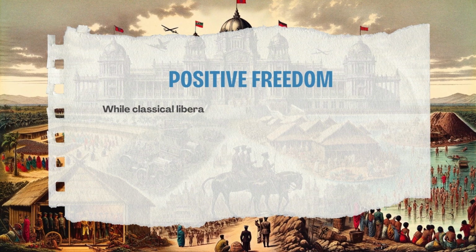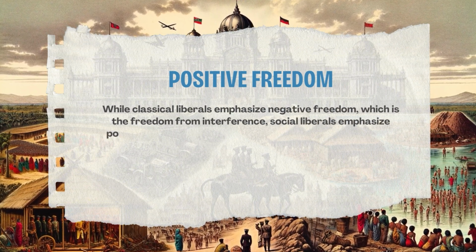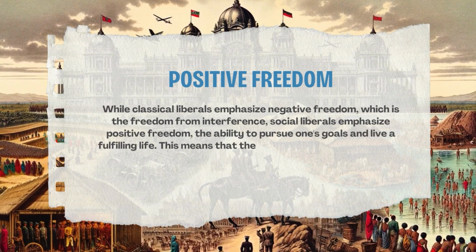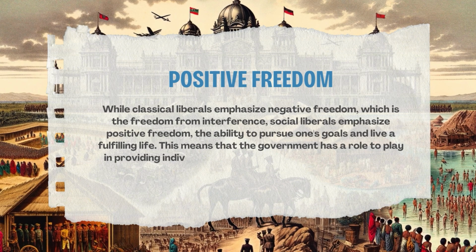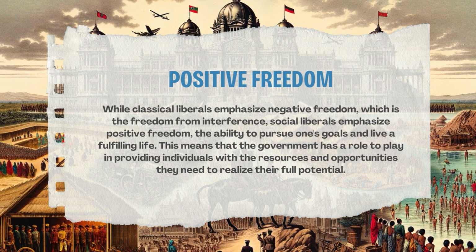Positive freedom. While classical liberals emphasize negative freedom, which is the freedom from interference, social liberals emphasize positive freedom, the ability to pursue one's goals and live a fulfilling life. This means that the government has a role to play in providing individuals with the resources and opportunities they need to realize their full potential.